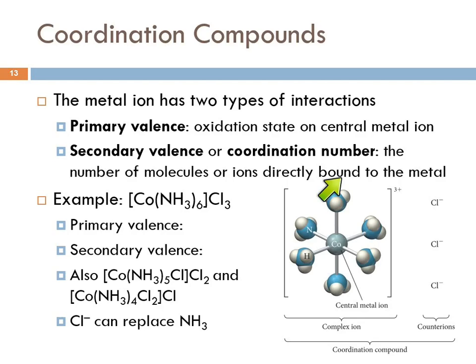So if we look at this coordination compound, the whole thing here is the compound. Over here, this part is the complex ion. These are just counter ions. So we have cobalt in here, and it's got 6 ammonia molecules around it. What is the oxidation state for the cobalt? What's the charge on the cobalt ion?